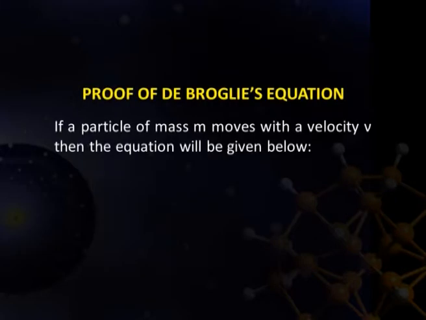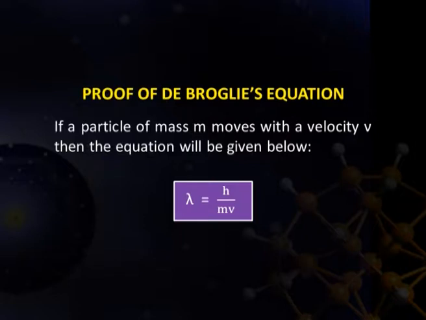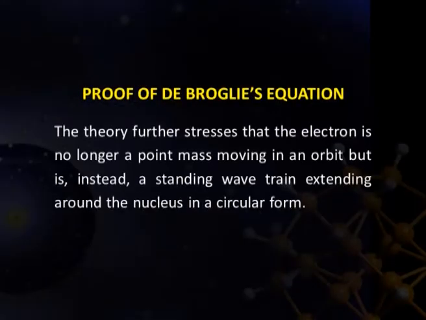If a particle of mass m moves with a velocity v, then the equation will be lambda = h upon mv, which is de Broglie's equation. According to de Broglie theory, the concept of orbit and energy distribution around the nucleus takes an altogether different form. The theory further stresses that the electron is no longer a point mass moving in an orbit, but is instead a standing wave train extending around the nucleus in a circular form.